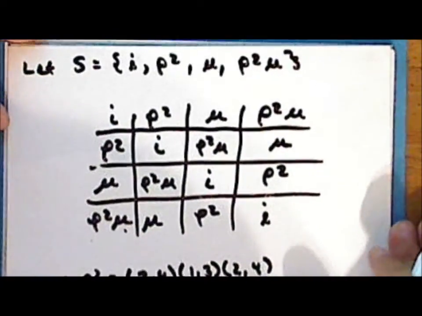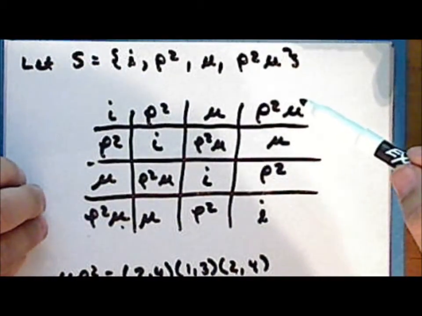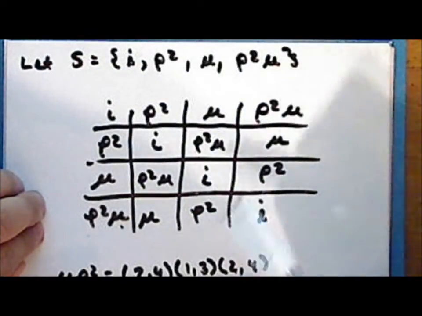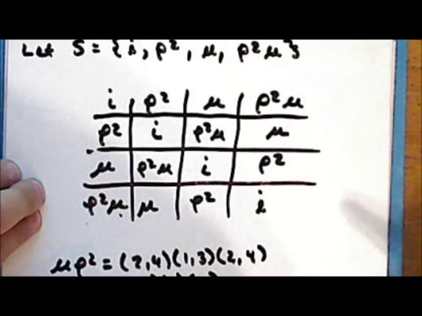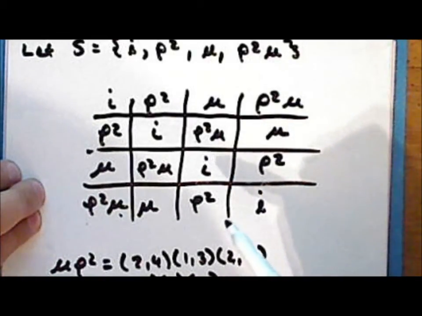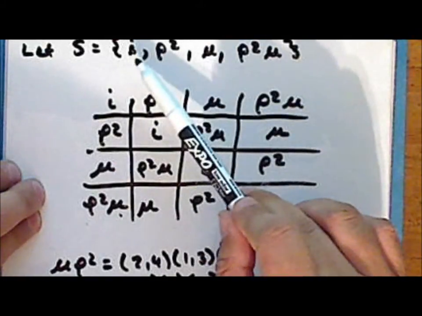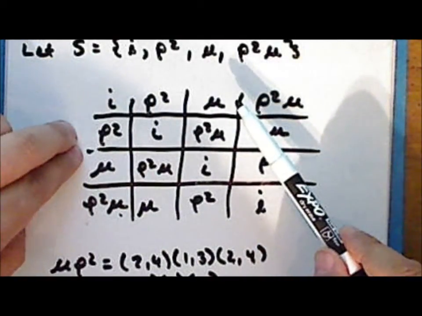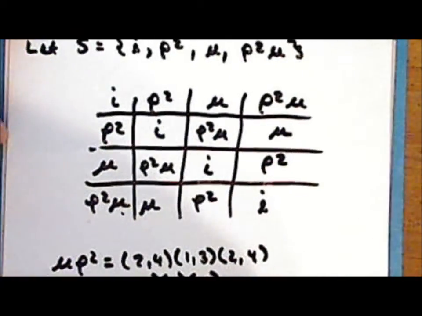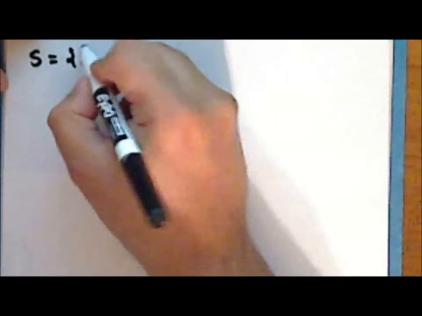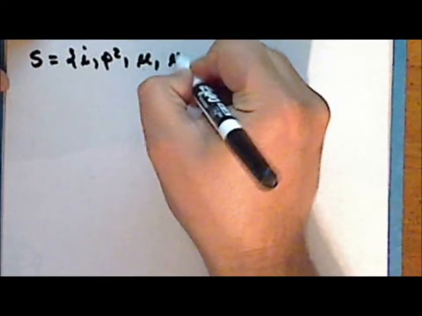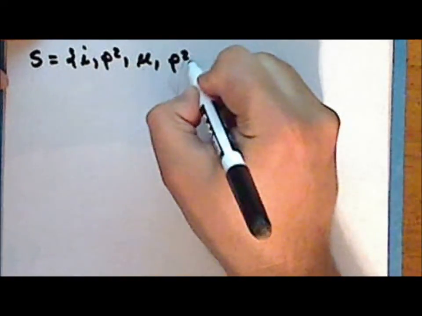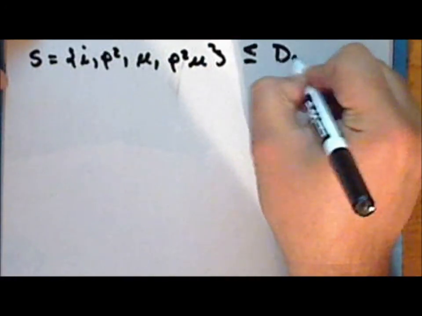So notice that this set is a non-empty subset of the dihedral group of order 8 that is closed under the operation of multiplication, which is equivalent to composition of functions, and that this set contains the identity, and that every element in the set is its own inverse. And so by the previous lemma that we proved in the previous lecture, this set S containing the elements identity, rho squared, mu, and the product rho squared times mu is a subgroup of the dihedral group of order 8.